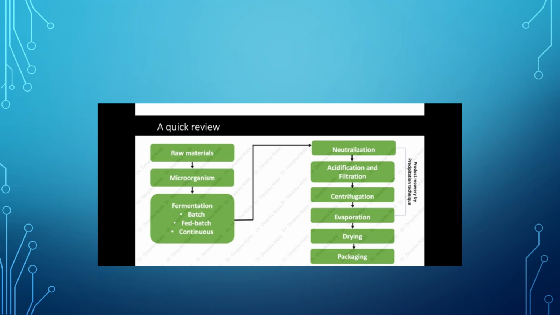Here we quickly review. First of all, you will have to take the raw material, then take the microorganism, and perform fermentation. There are three major types: batch, fed batch, or continuous fermentation. For your recovery process, you will have to perform neutralization first of all, then acidification and filtration, then centrifuge your material, then evaporate. After that, you will have to dry your product, and finally packaging and then shipping.